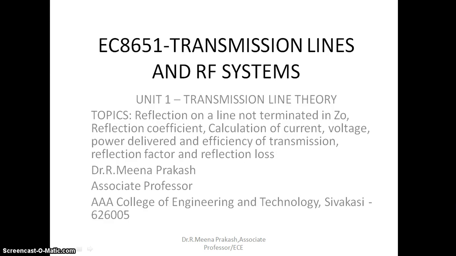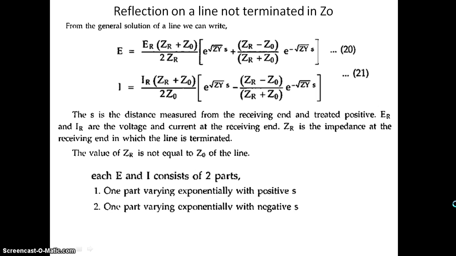Welcome to all. In this class, we'll discuss the first topic in the first unit of transmission line theory: reflection on a line not terminated in Z naught, reflection coefficient, calculation of current, voltage, power delivered, efficiency of the transmission line, reflection factor, and reflection loss.